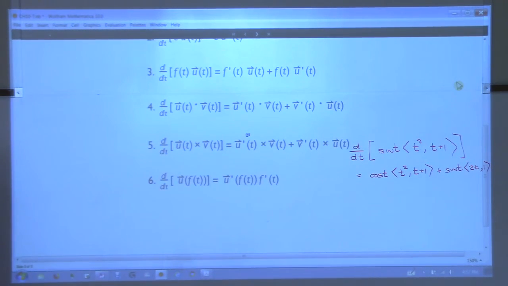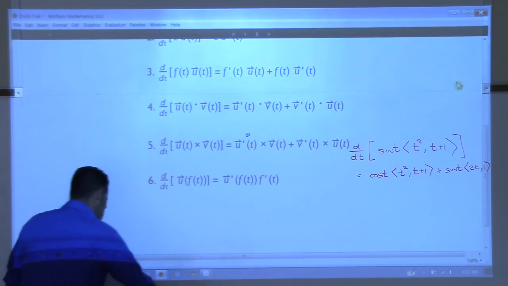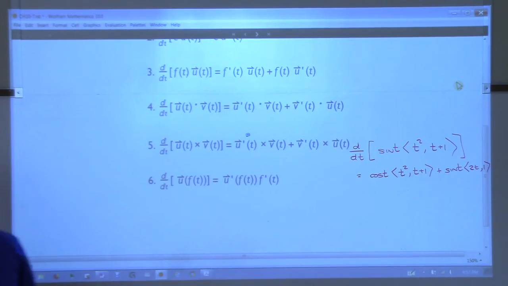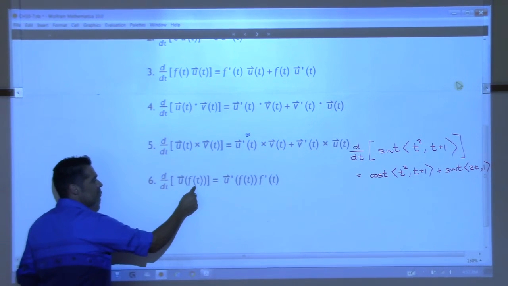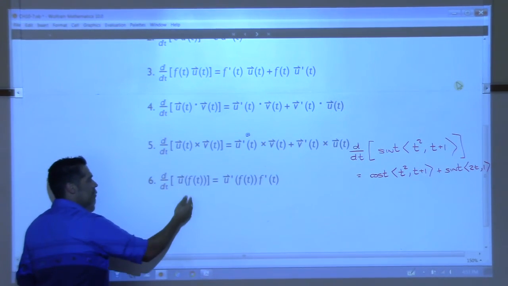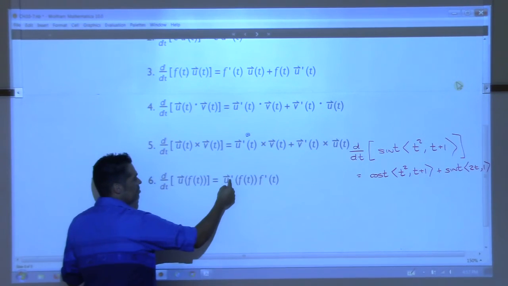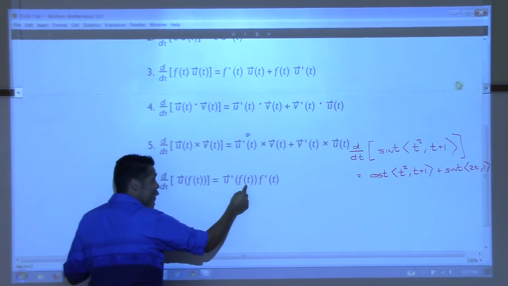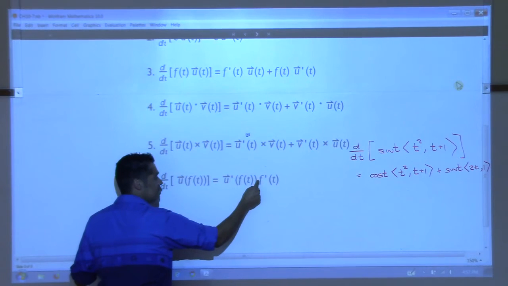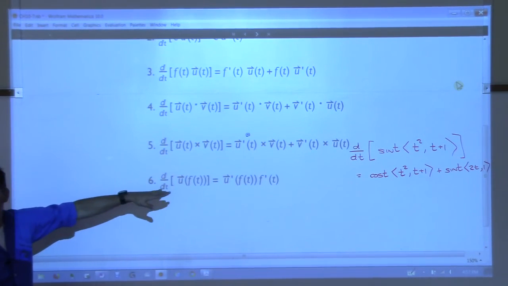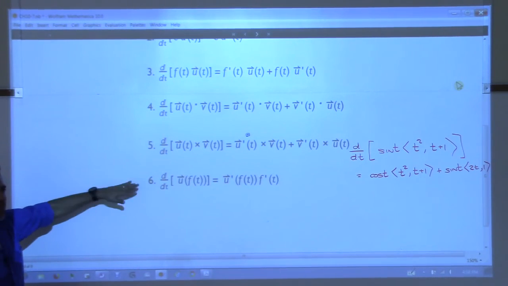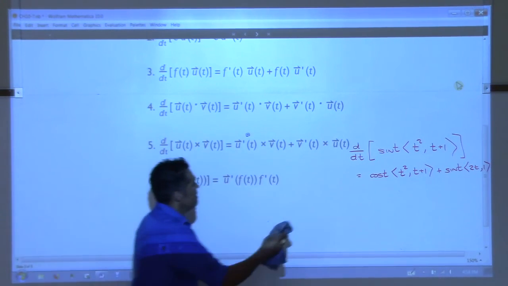The last one, what rule is that? That's your chain rule. If you have a vector function and inside of it you have a scalar function and you want to take the derivative, then you take the derivative of the vector function, evaluate it at the scalar function, scalar multiplication times the derivative of what's inside. When we get to an example of that, I'll say, hey, that's property 6, all right?